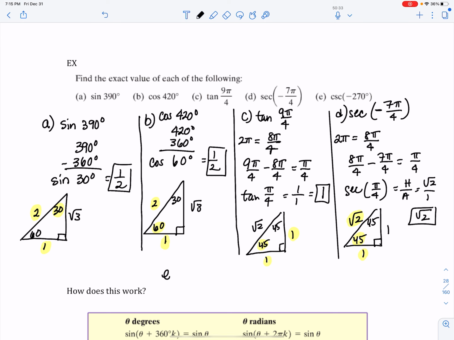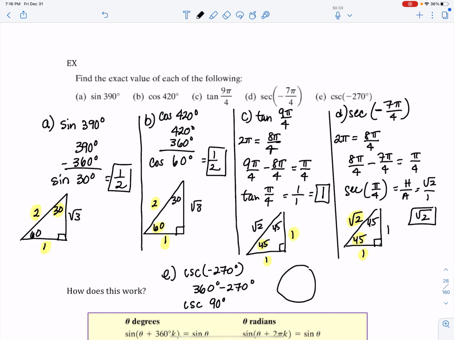And finally, E says we have cosecant of negative 270. So we do the same thing. This time we're in degrees. So 2 pi, remember, is 360, right? So 360 plus that negative angle. We subtract those two. So if I subtract 360 minus 270, I get 90 degrees. So I'm actually looking for cosecant of 90 degrees.